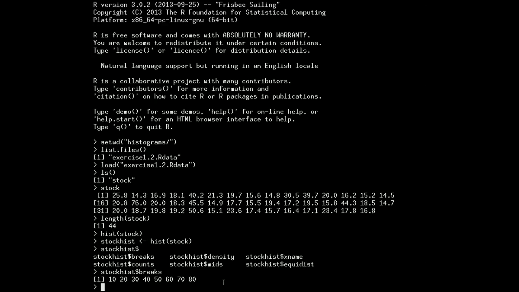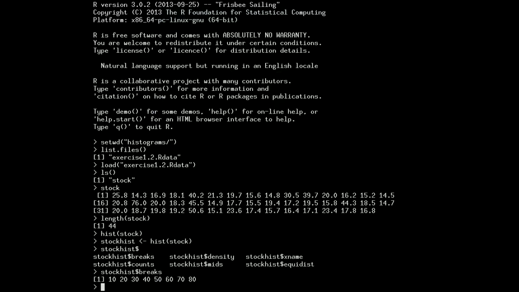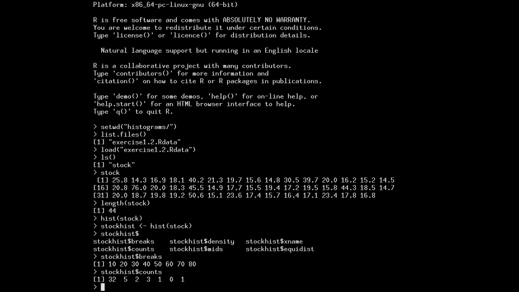So our bins, remember that we've got our stock hist, our bins look like they were from 10 to 20, 20 to 30, 30 to 40. Sure enough, when we do our breaks, those give our boundary values for our breaks. If we do stock hist counts, that actually gives us the number of counts that we've got in each one of our bins. So in the first bin we had 32, in the second bin we had 5, third bin we had 2, 3, 1, 0, and 1.